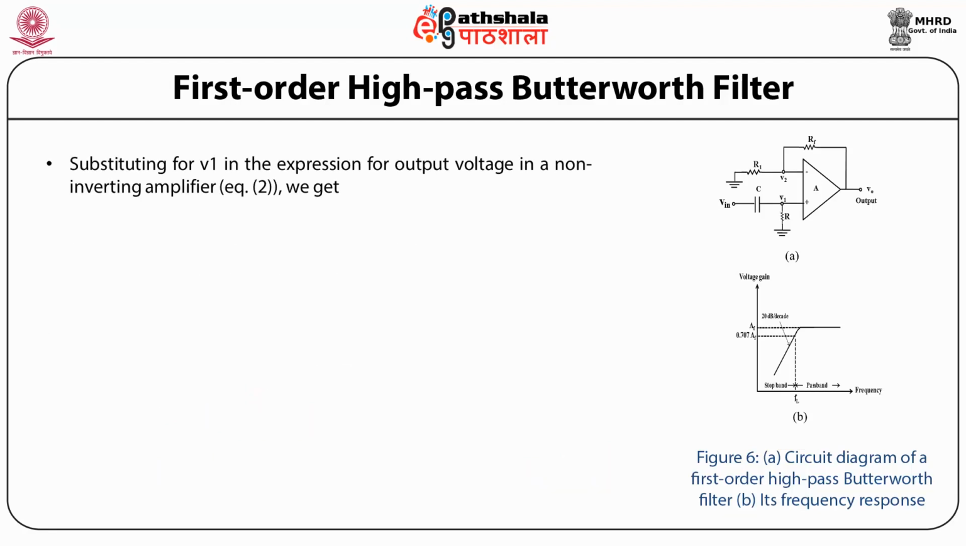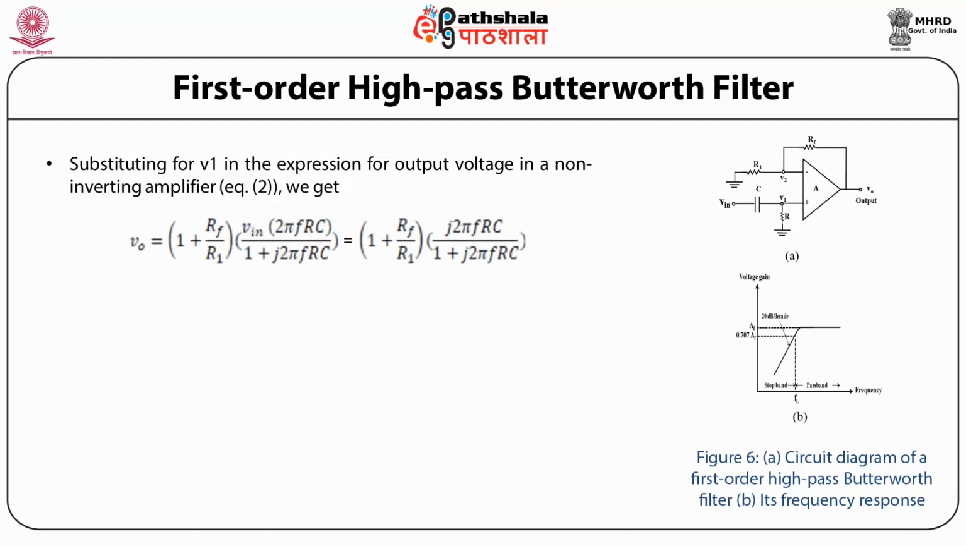Substituting for V1 in the expression for output voltage in a non-inverting amplifier, that is equation 2, we get V0 equal to (1 plus Rf by R1) into Vn into j 2 pi f RC divided by 1 plus j 2 pi f RC. This can be simplified to obtain V0 equal to (1 plus Rf by R1) into j times 2 pi f Rc divided by 1 plus j into 2 pi f Rc, into Vn.